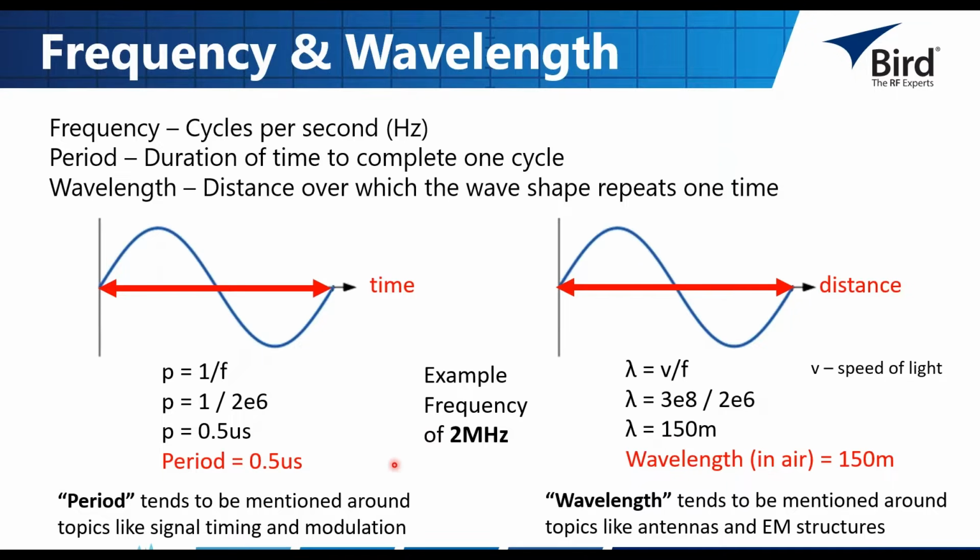Now, when I'm referring to period, we're usually thinking topics like signal timing, which is going to come into play in modulation. For wavelength, we're referring more to antennas and EM structures, where a lot of these factors will play into how they perform.